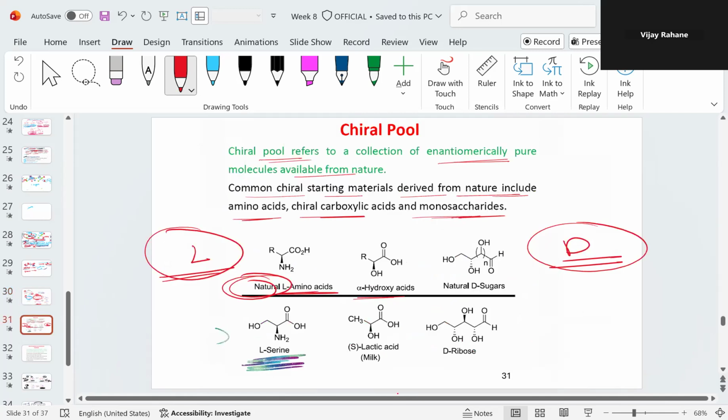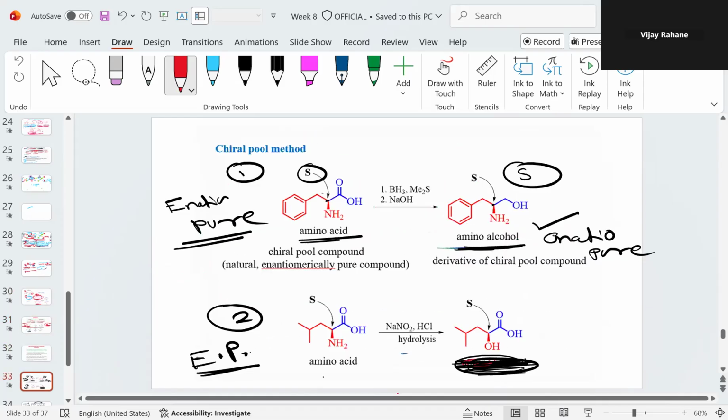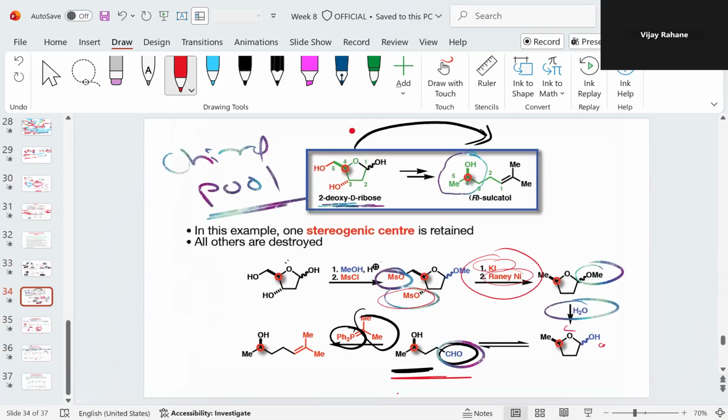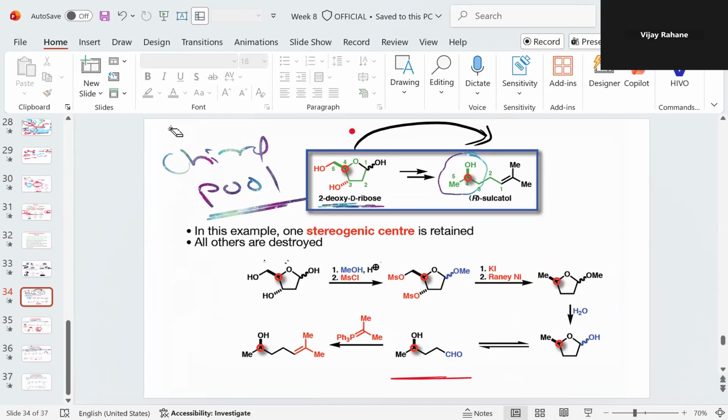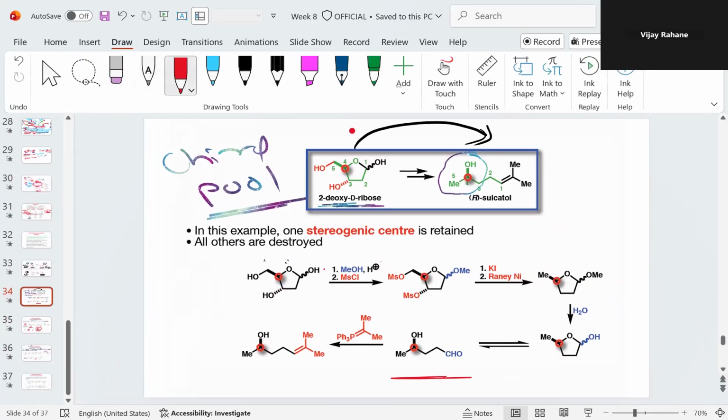The second method is the chiral pool. In the chiral pool, we select a starting material which itself has a chiral center, and we carry that chiral center through to the end of our product. When we see some example, then we can understand how this chiral pool synthesis is generally done. So this is a simple example. First, focus on this chiral center. What is the configuration of this chiral center? If you look at it, 1, 2, 3, this is the R chiral center, right? So focus on this one.